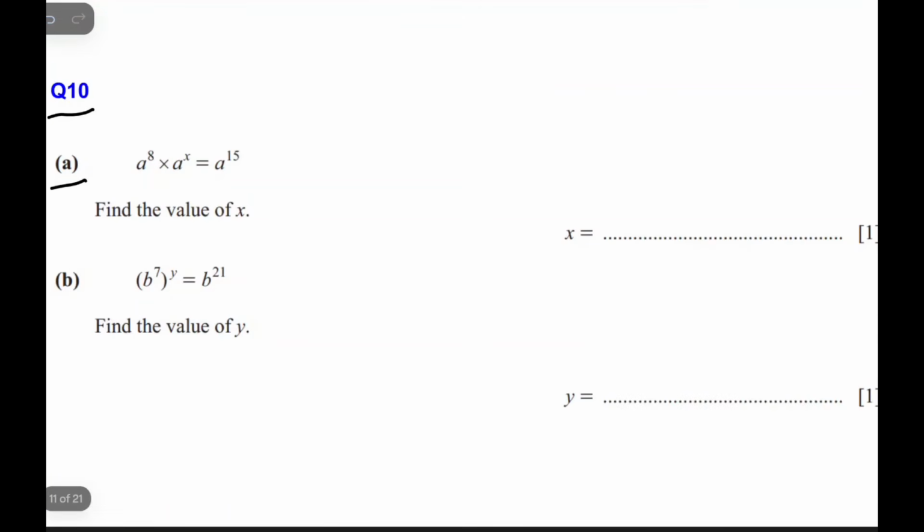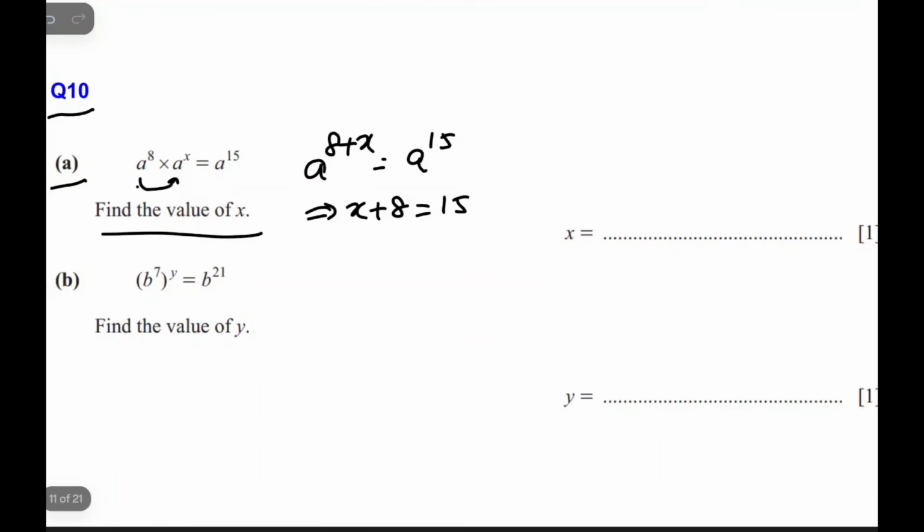Question number 10, A part, a power 8 times a power x is equal to a power 15. We have to find the value of x. Now as the base is the same, the exponents will add, so a power 8 plus x will be equal to a power 15. That implies x plus 8 is equal to 15. So x will be 15 minus 8, that is 7. So 7 will be the value of x.